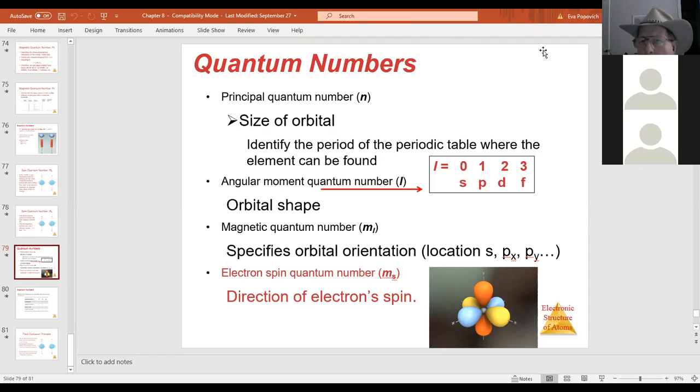Now, the fact that L is 2 means I have 5 suborbitals in that d orbital because it can be minus 2, minus 1, 0, plus 1, plus 2, 5 orbitals. And each orbital can hold 2 electrons. The last one is called the M sub s. Basically, the M sub s directs the electron spin. It can be going in either a clockwise or counterclockwise motion.